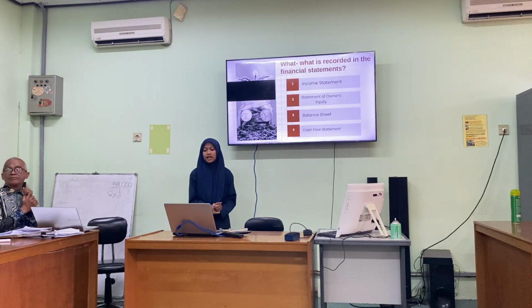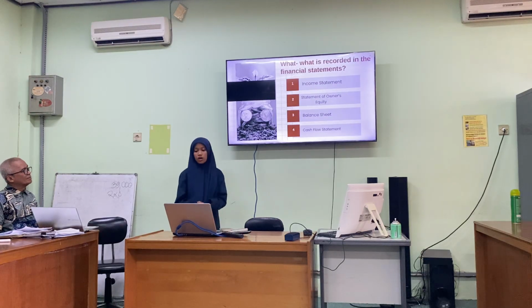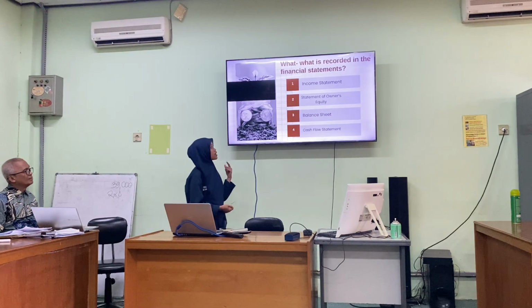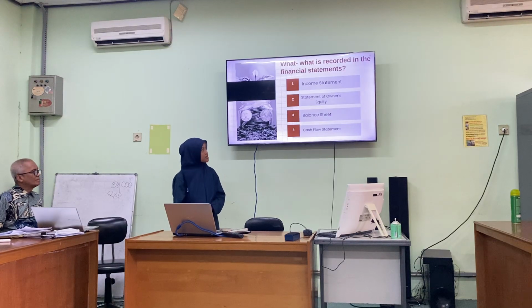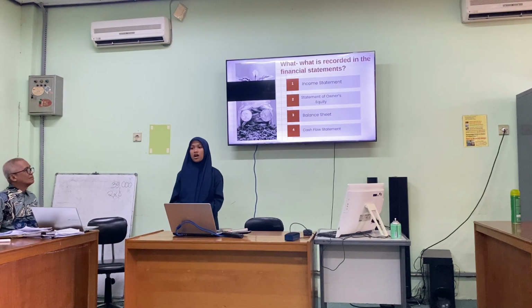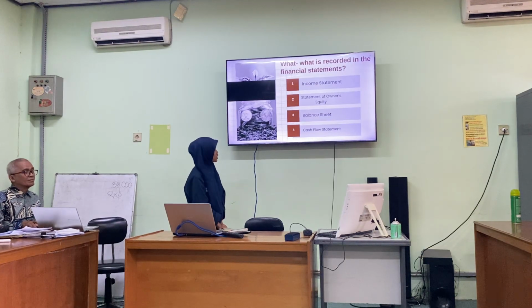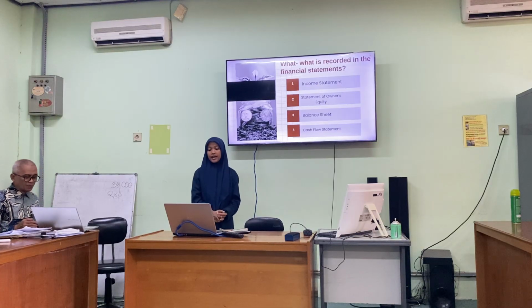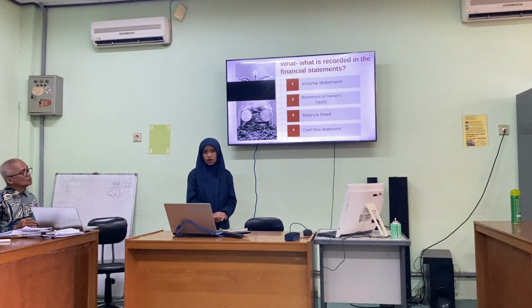The first, income statement. The income statement shows revenue, cost of goods sold, and profit or loss. The second, statement of owner equity, shows changes in owner capital during the period. The third, balance sheet. The balance sheet shows the company's assets, liabilities, and equity. And then the cash flow statement shows the inflow and outflow of cash.